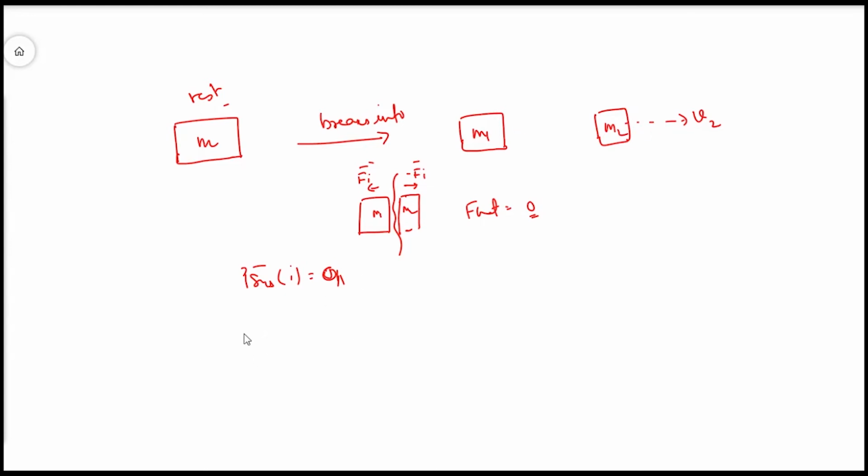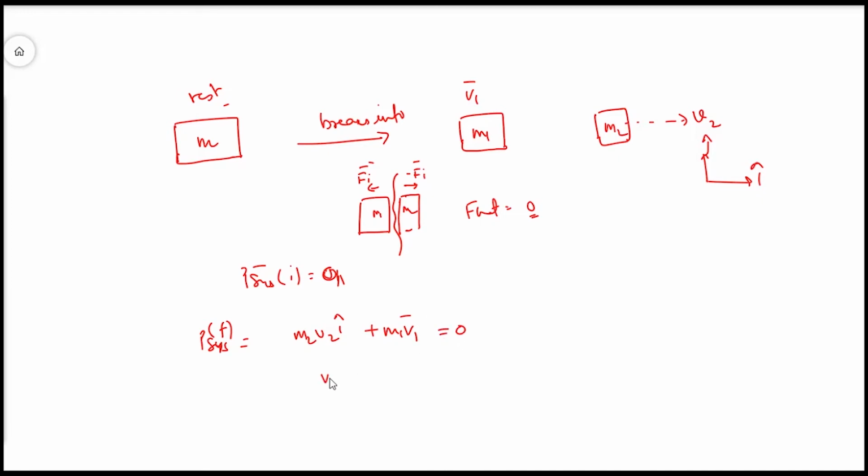If I'm going to calculate, suppose the right-hand side I'm taking as i, upward I'm taking as j. So p system final is m2 v2 i, and I don't know the velocity of this other one, so I'm just going to call it v1: m2 v2 i plus m1 v1. Okay, and I know this has to be 0.